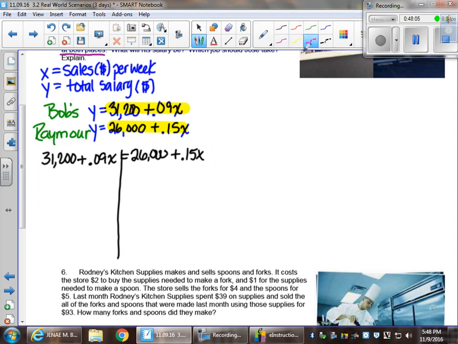I've got variables on both sides. Remember, ultimately our goal is something like x equals a number. So anything with an x, I want gathered to the left side. Anything that doesn't have x, I want it on the right. So what do we not want on this side? Well, this 31,200's got to go. It doesn't have a variable with it. So I'm going to subtract 31,200 from both sides.